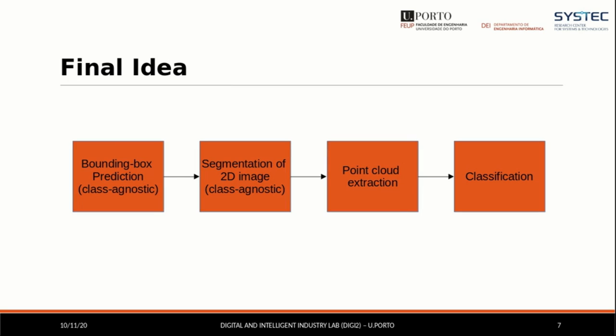Similar to the first one, this approach also detects objects in an RGB image using bounding boxes. However, the segmentation is also done on the 2D image. This results in a pixel level mask for each object, and the locations of the pixels in the mask are used to extract the corresponding 3D point cloud.